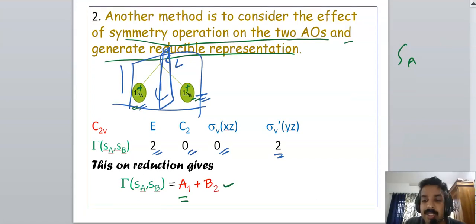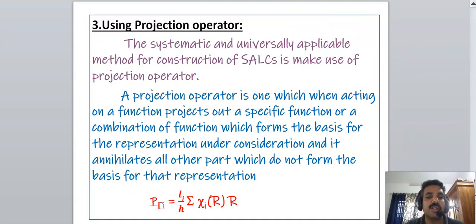And the third method, that is the easiest and most systematic method, uses the projection operator. To determine the SALCs and their symmetry, the most systematic and universally applicable method is the projection operator method. We have already discussed the projection operator in the first video. If you forget what the projection operator is, please watch the video for molecular orbital theory part 1 once again.